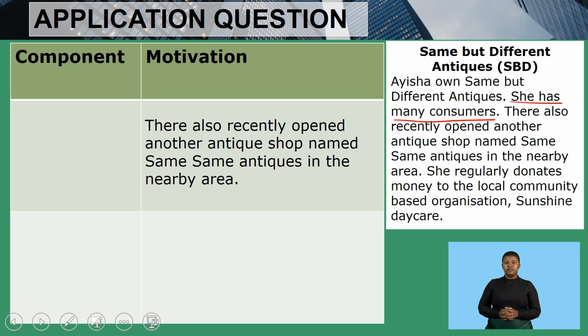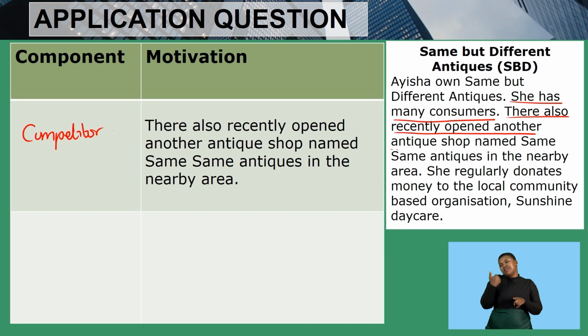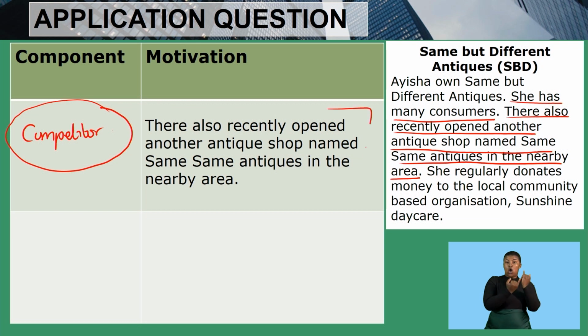Okay, the second option is then, of course, the competitor. Okay, so remember, in the scenario it states they also recently opened another antique shop named Same Antiques in the nearby area. And any business that delivers the same products or service as we do is our competitor. So our component will be our competitor, and our motivation then, of course, will be quoting that whole sentence, word for word as is stated in the scenario.